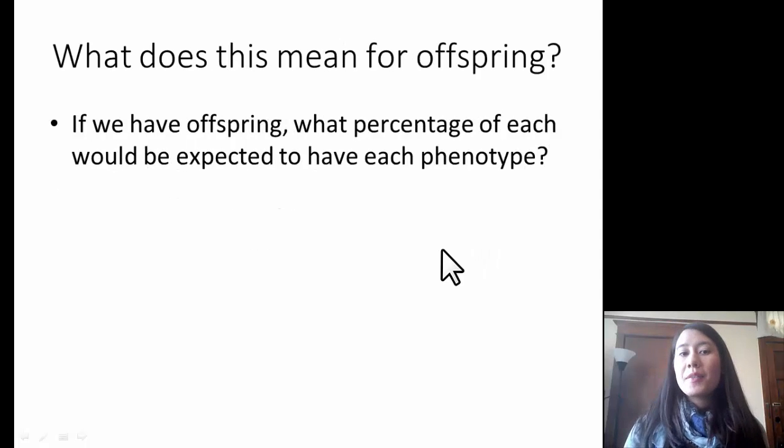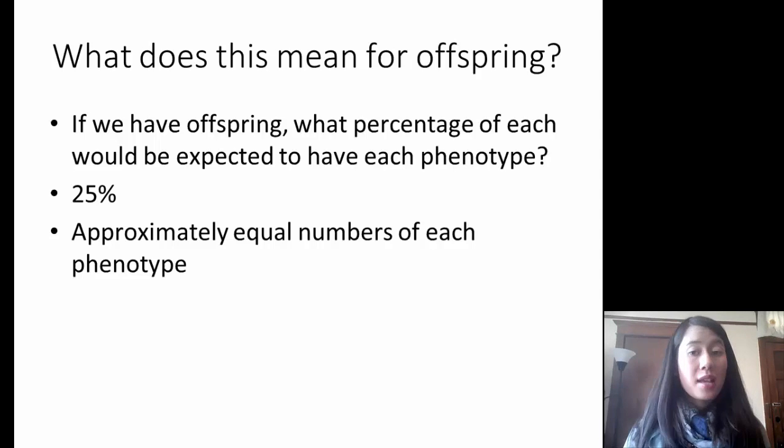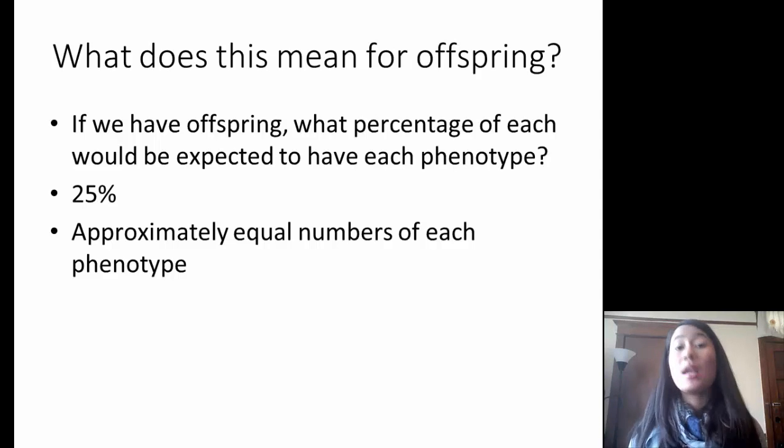What does this mean for the offspring? That means that the percentage of each we would expect to be equal. We would have 25% of each potential phenotype, approximately equal numbers of each phenotype. So that means if we had 1,000 baby fruit flies, we would expect to see an equal number, 250, of each of the potential phenotypes.